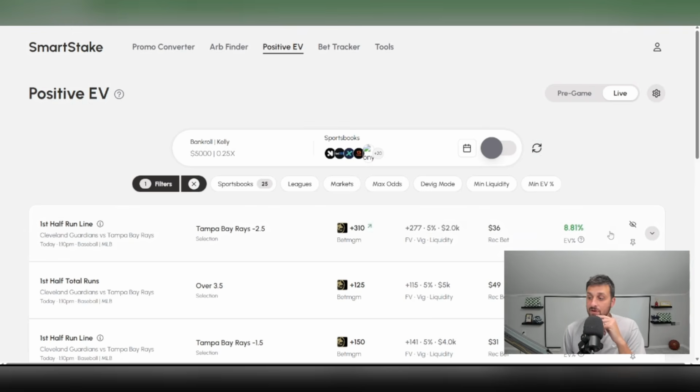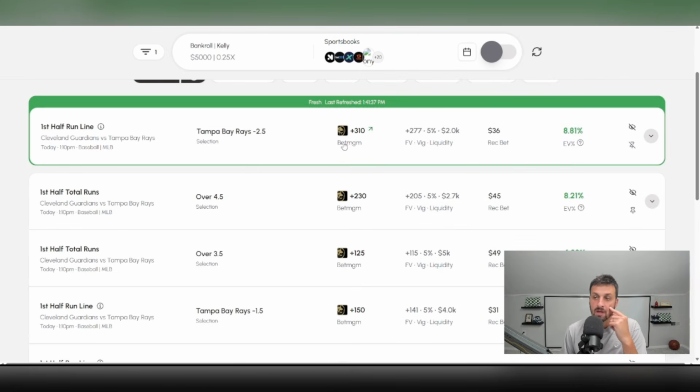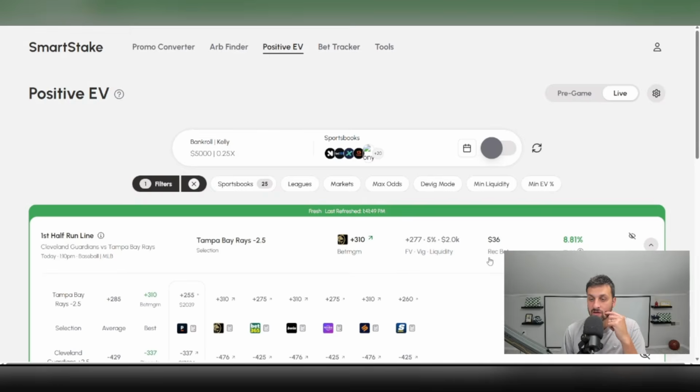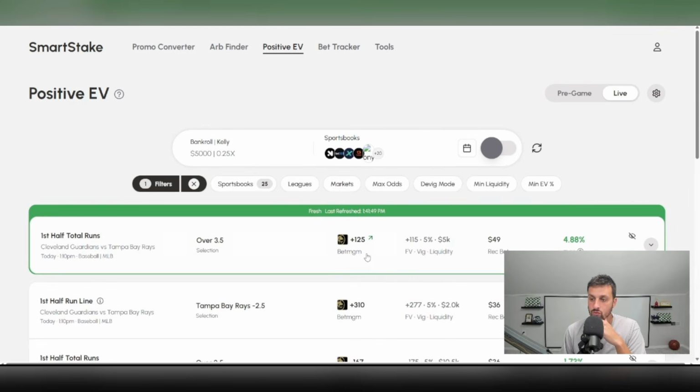Another feature I want to point out is this pin feature. When things are bouncing all around and updating constantly, you may want to keep your eye on a certain bet. So you can pin this and it will show you that the odds are staying right now at plus 310. And as it sits here, it will go in and out of green when it is no longer a plus EV bet. So let me pin this one and I'll show you what I mean here.